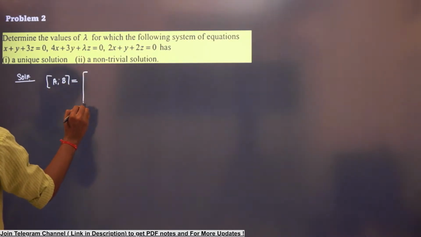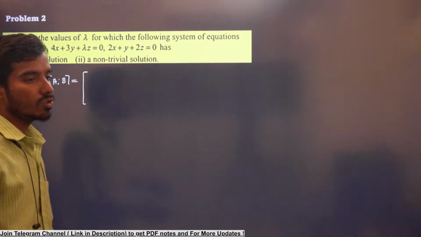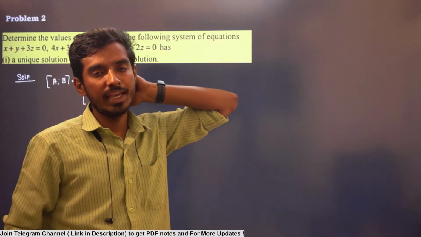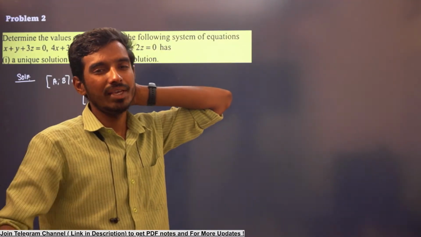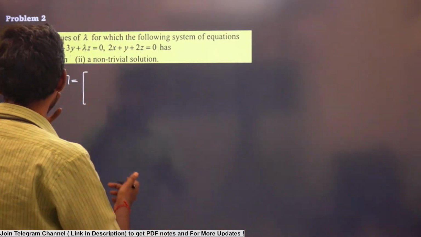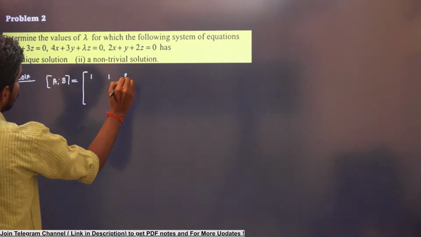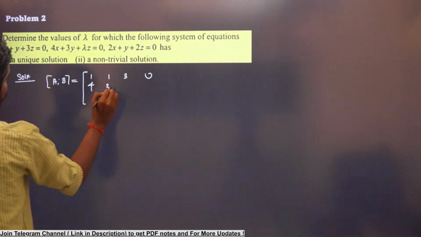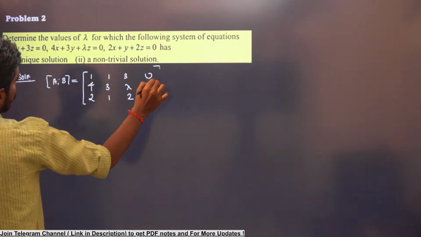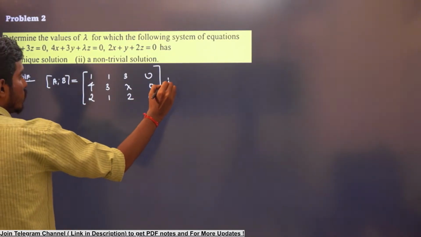First you form the augmented matrix. From an exam point of view, you just write some story, right? This is a homogeneous system, so first we'll form Ax equal to B, and B is 0 here. So we'll write the augmented matrix: 1, 1, 3, 0; 4, 3, lambda, 0. You just show that you know, right? Now reduce this to row echelon form.